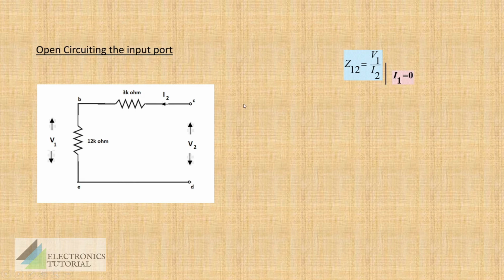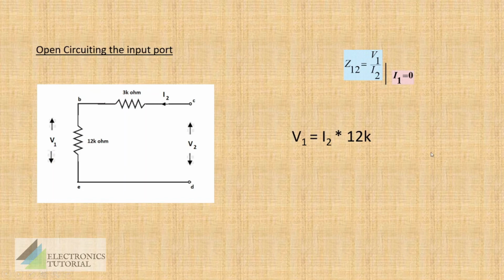Let's try to change the value of V1. V1 is seen here, or it can be considered as the potential across the 12 kilo ohm resistor. The potential drop can be calculated using Ohm's law. V is equal to I into R. Current through the 12 kilo ohm resistor is I2. Then V1 is equal to I2 into 12K. Thus we have obtained our desired effect, that is V1 is now represented in terms of I2.